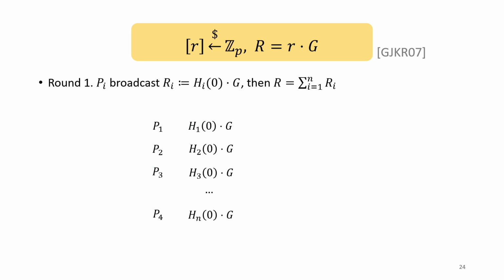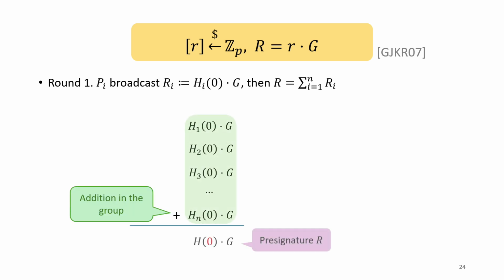So to compute the pre-signature, we also have each party broadcast a group element. Pi will broadcast h_i(0)·g, and then all the messages marked in green will be seen by all the parties. Now they will do addition in the group over these messages, and that results in h(0)·g. And note that h(0) is the little r, which is exactly what we want. So this is the pre-signature R.